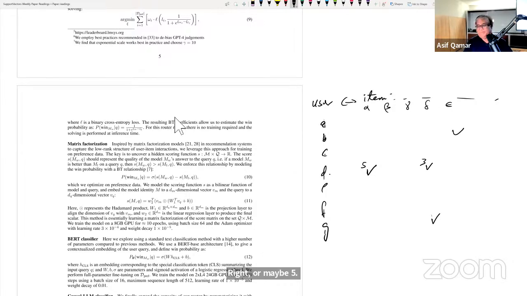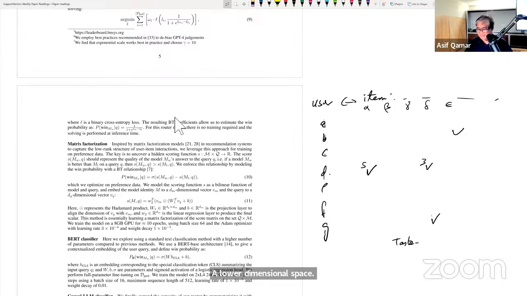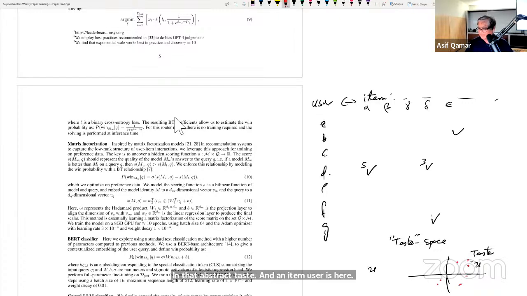And your job is to fill up the rest of the matrix. And what matrix factorization essentially says is that there is a lower dimensional space, an embedding space, a taste space, what people often call low dimensional representation. It says that the user is a vector in that abstract taste space, and an item also, there are items all around the user.